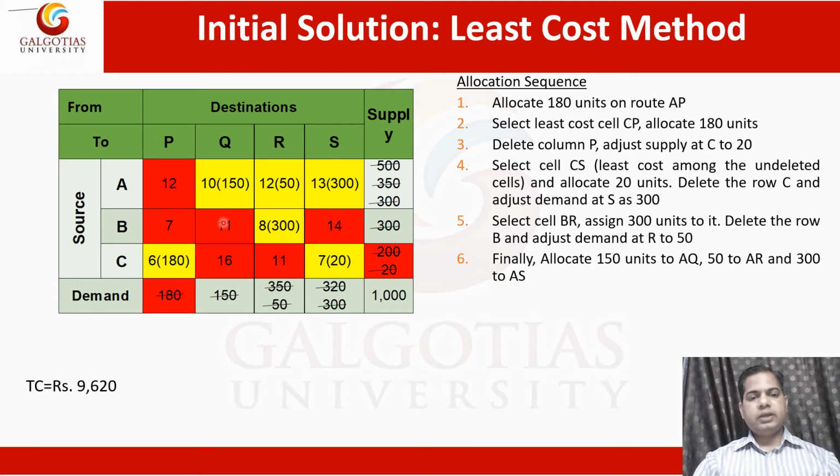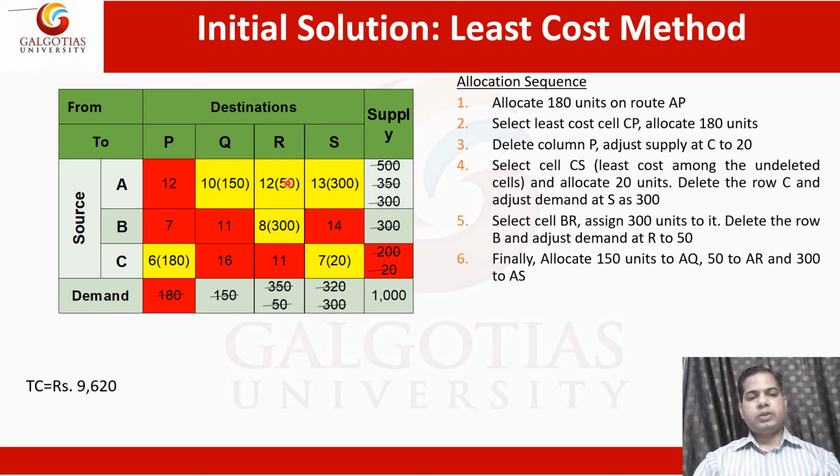Now after giving this, we are left with only these 3 cells: 10, 12 and 13. So 10 is the least cost, and I will give the first priority to this one. This 10 means A to Q. The demand of Q is 150 and the supply from A is 500. So I will give the maximum possible allocation, 150 units, to Q. After giving 150 units to Q, this column is over and the remaining supply of A will be 350 units.